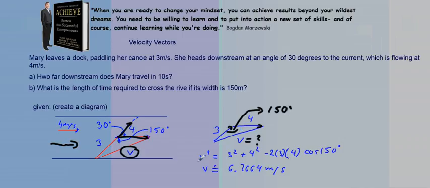So from the cosine law, we can find how fast Mary swims or paddles in the water with the current. Completing the calculations, this is her speed, which will be used to answer part A and part B.